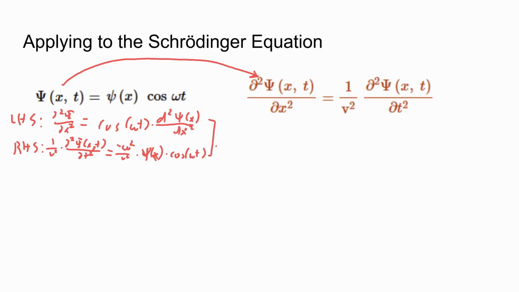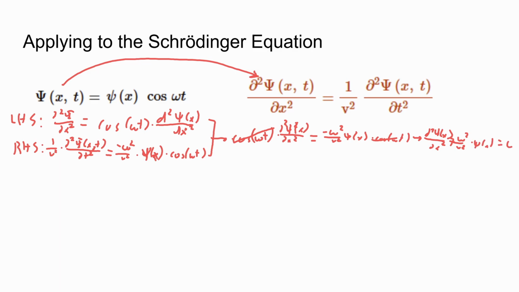And then by setting these two equal to each other, as we do in this equation up here, we get cosine omega t times the second derivative over dx squared equal to negative omega squared over v squared, the wave function times cosine omega t. We get our cosine omega t's to cancel out. And then if we rearrange this so that it's all equal to 0, we get the second derivative with respect to x, plus omega squared over v squared times the wave function with respect to x, equals 0. So we get like this.